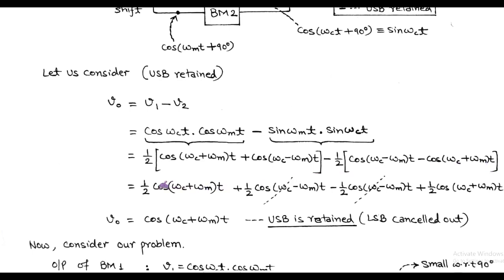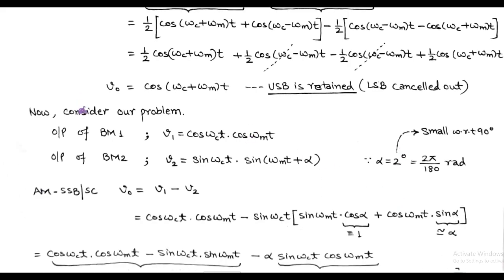Now we open the bracket. So here we cancel the term corresponding to frequency omega c minus omega m, and we get only the upper sideband, that is V0 equals cos of (omega c plus omega m) t. Here the lower sideband is cancelled out.